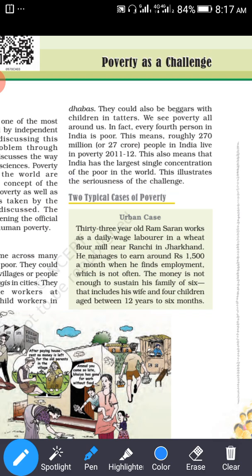And what are the typical cases of poverty in the urban areas? Of course, how is poverty related to development? First, why are the poor people poor? Because they are landless. And if they get a job, daily wage work, they earn money but can't fulfill their basic needs. And if they are unable to fulfill their basic needs, then the per capita income is obviously less, and the overall development of the society is not possible.